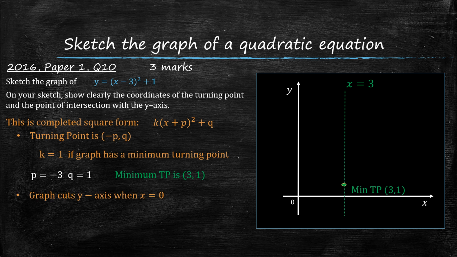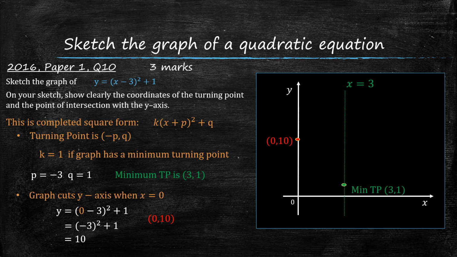Okay, we're also asked to show where the graph intersects with the y-axis. Well, it cuts the y-axis when x equals 0. So let's put x equal to 0 into our equation: y equals 0 minus 3 all squared plus 1, which is minus 3 squared plus 1, which is 9 plus 1, which is 10. So the point where the graph cuts the y-axis is the point 0, 10. So let's mark that on as well.